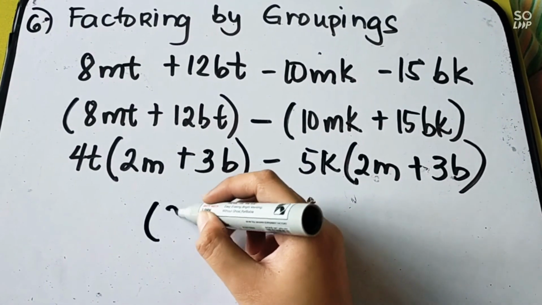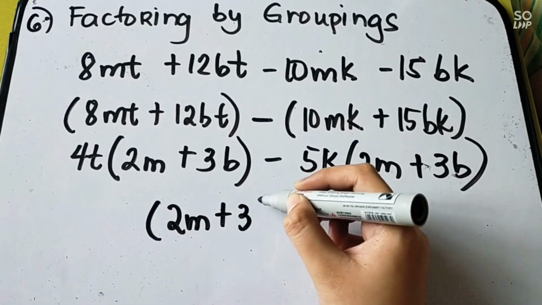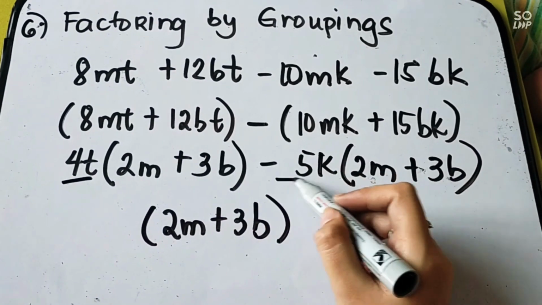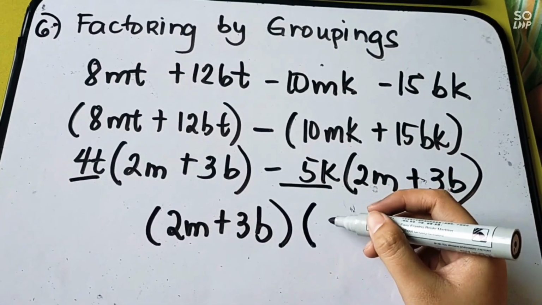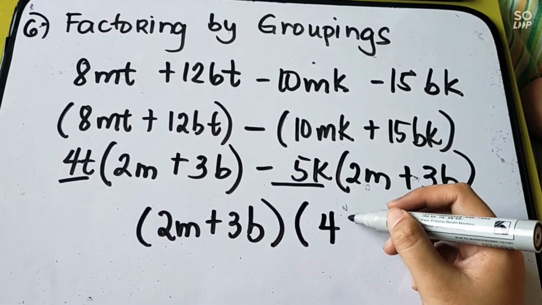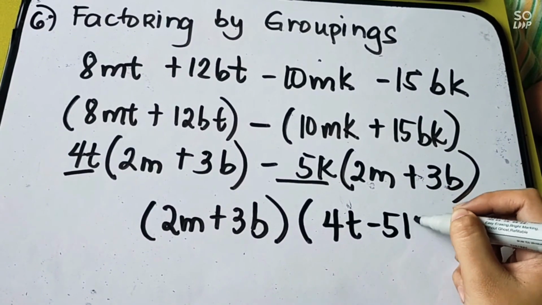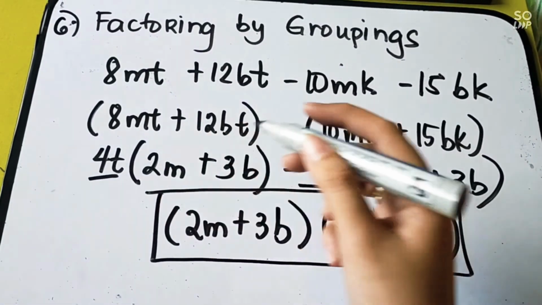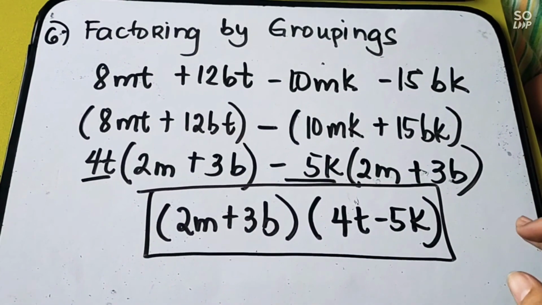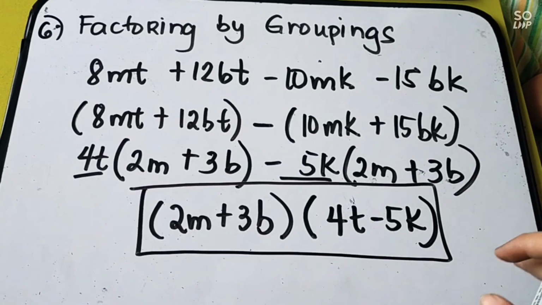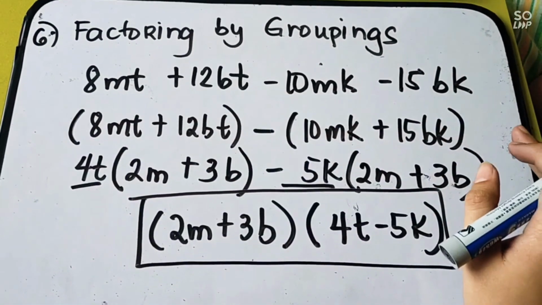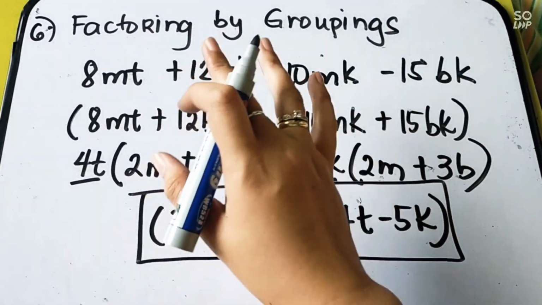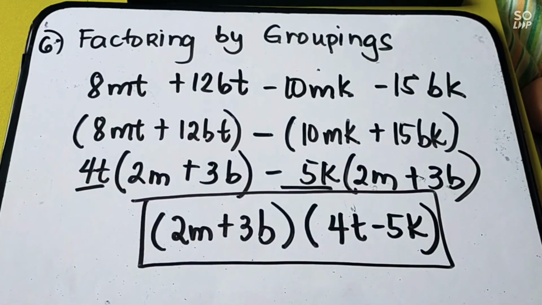So, we have 2M plus 3B, that's common. Then, just divide, ang matitira ay si 4T minus 5K. So, that's the other factor. So, that is how you will factor by grouping. So, makikita nyo naman kung saan siya ina-apply. Kapag grouping, marami kang variable na makikita, then we have the same or common to itself, to the given itself.